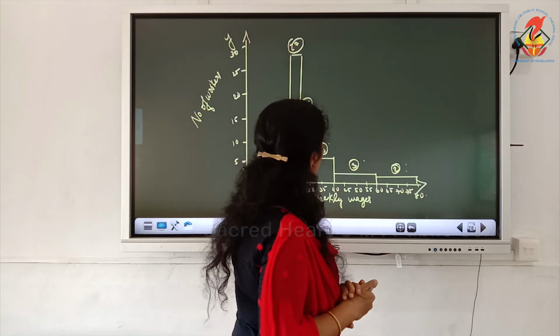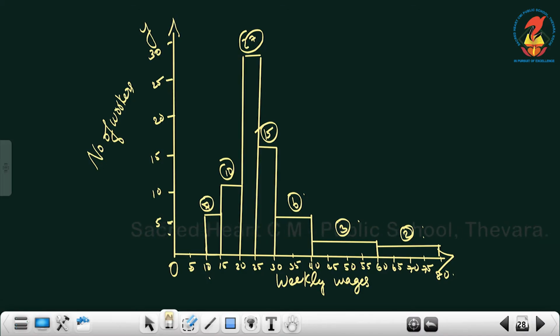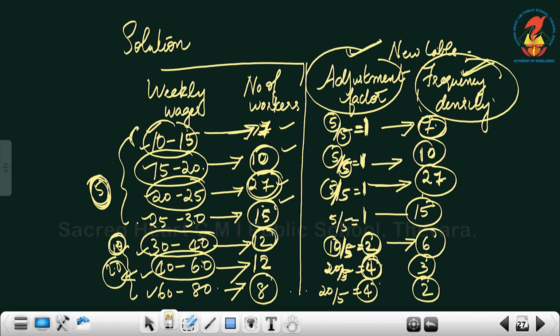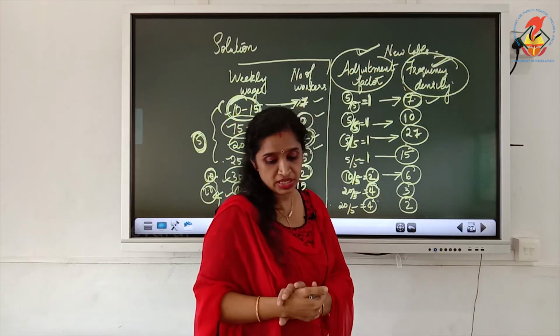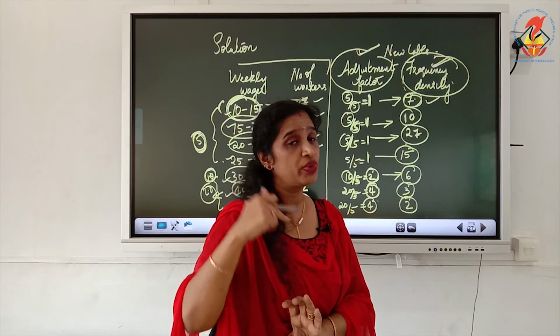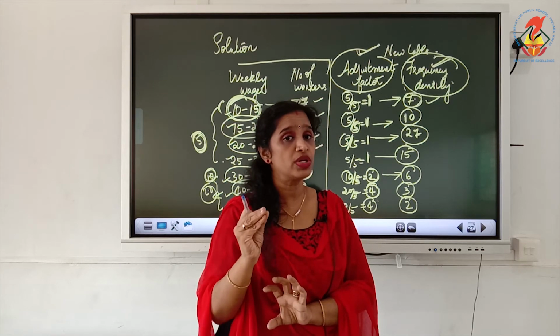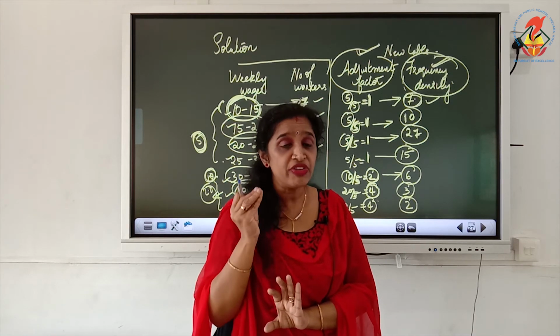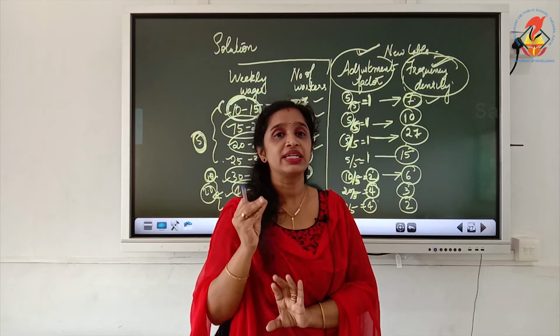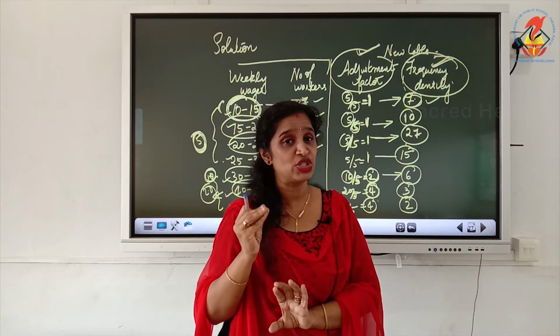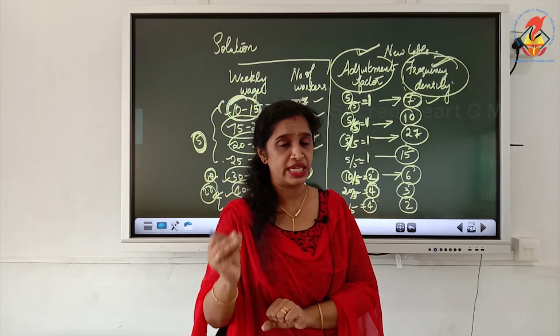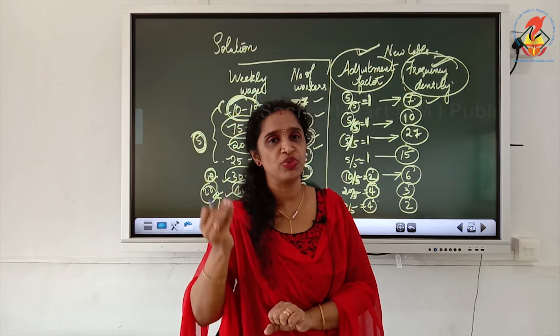Now, how will we mark it? 10 to 15 is the first class interval in your question. Now, which is the new frequency density here? It is 7. We are not going to mark the frequency, we are going to mark the frequency density, because initially we said that for constructing a histogram, if it is an unequal class interval, adjust the frequency. So we have to mark the frequency density, that is the new frequency which we have got.